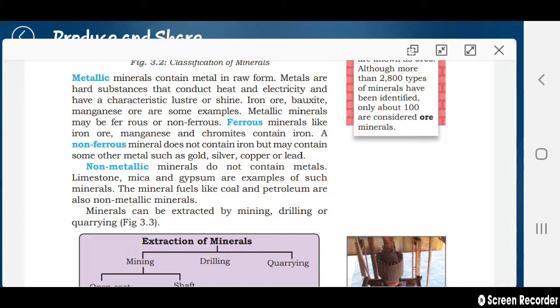Metallic minerals may be of two types: ferrous or non-ferrous. Ferrous minerals like iron ore, manganese and chromite contain iron. Non-ferrous minerals do not contain iron, but may contain other metals like gold, silver, copper or lead.